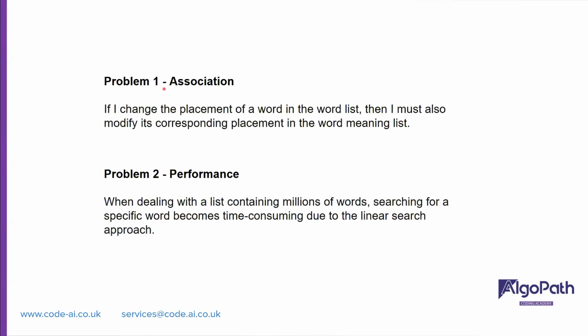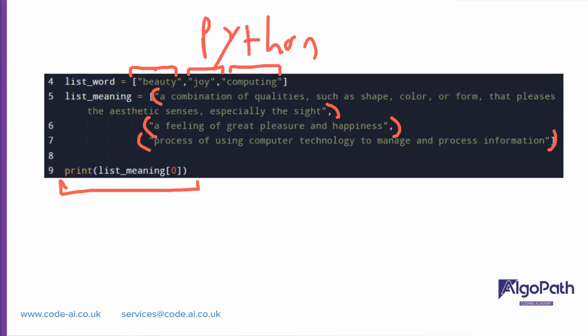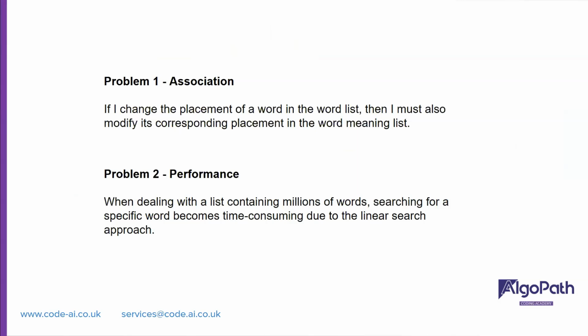Problem 1, association. Imagine if I change the placement of one of those words in the word list. Then you must also modify its corresponding placement. So for example, if we go back here, you can see that beauty matches this one, the second one, joy, matches this one, and the third one matches this one. So if I change 3 to 2 or 2 to 3, then it's going to be incorrect. If I change 1 to 2 or 2 to 1, it's going to be incorrect. And this is the problem with doing a dictionary like this with lists. So what we want to do is to try to find a better solution for this.